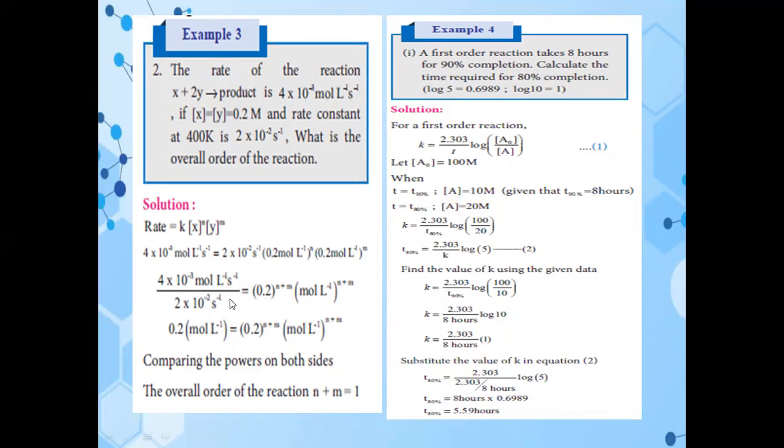So we cancel this 4 into 10 power minus 3 by 2, which means we are getting 0.2. Second is common here, so both cancel each other, and we are getting mole per liter. Here 10 power minus 2 and 10 power minus 3 are there. So we cancel this 4 into 10 power minus 3 divided by 2 into 10 power minus 2, which means we are getting 0.2.